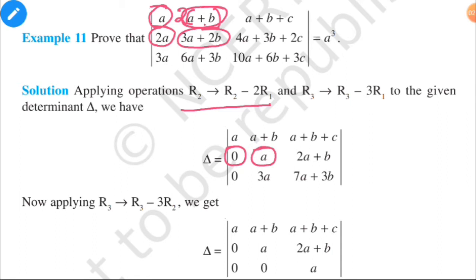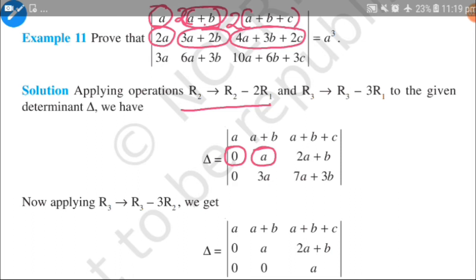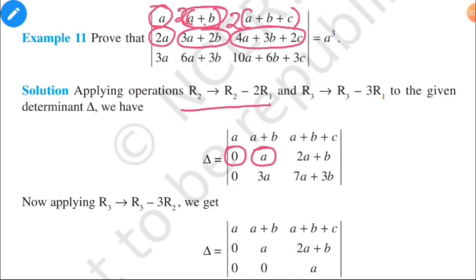And how to find the third element? Apply the same operation here. R2 is 4a plus 3b plus 2c minus 2 into R1, that is 2 into a plus b plus c. So that's equal to 2a plus b. So the third element in R2 is 2a plus b.